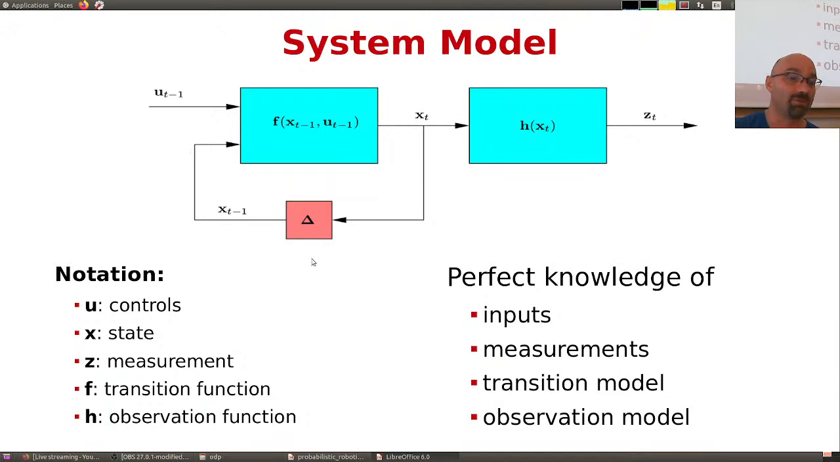Because the system evolves. This delta is a delta T, a time interval. So basically you start with a control and a previous state, which is obtained by delaying the estimated state by a delta. Then these two things enter into the transition function, and with these two, you can do the evolution. You end up in the new state, and then you get a new observation.